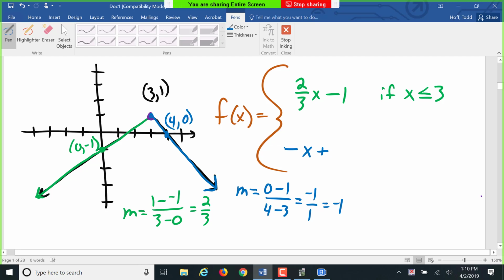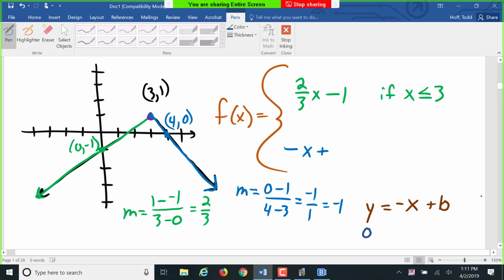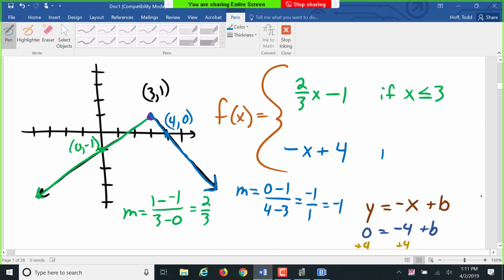For the y-intercept, y equals negative x plus b. Let's put in either one of those points. Y is 0 when x is 4. Well, we solve for b by simply adding 4. So 4 equals b. So that is negative x plus 4. If x is, what goes for the rest of it? Greater than 3. Perfect.